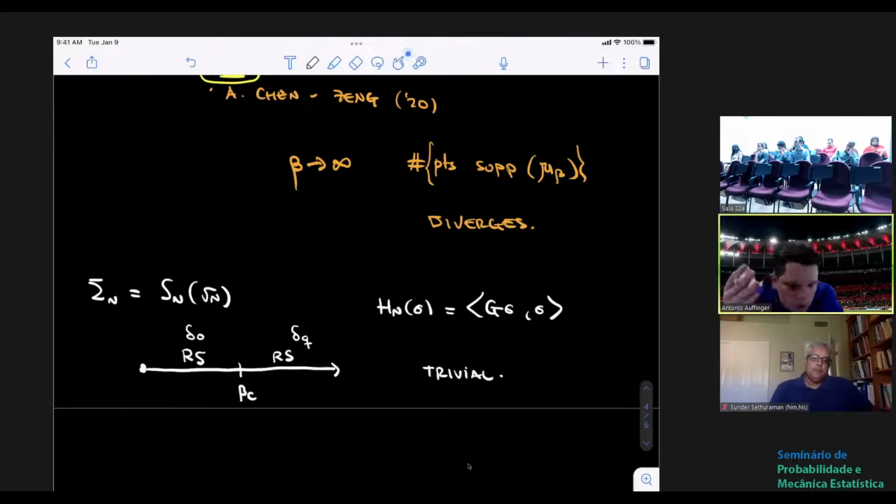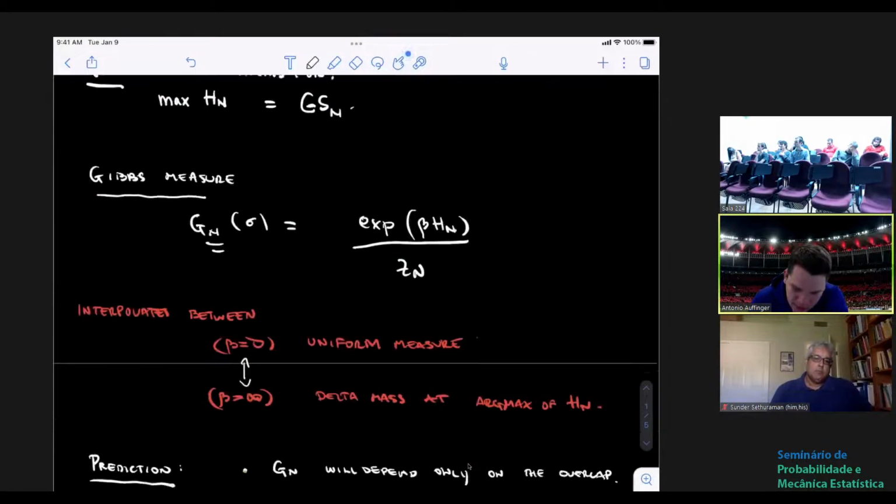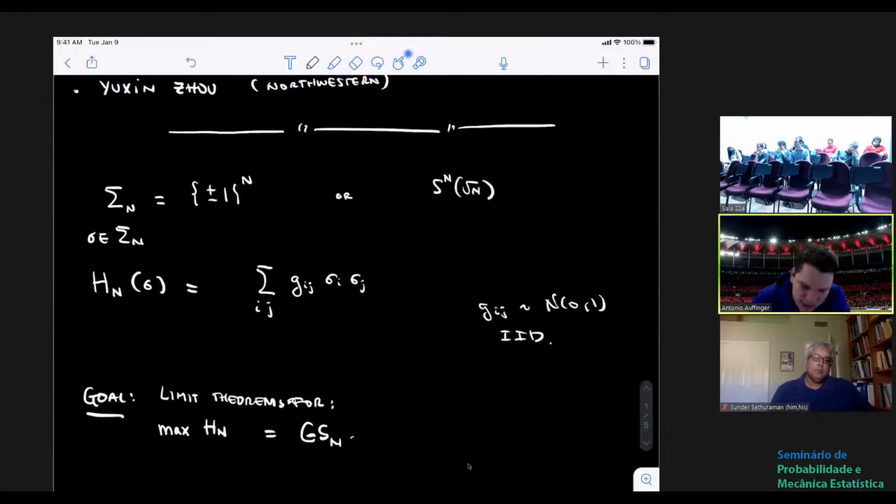So what do you do to make this model more attractive? In fact, I could have just started the story there. There is no need to look only at the SK model. What is this function? Well, this is a function on my configuration space. It's a Gaussian process, and any Gaussian process is just determined by its covariance and its mean, so let me compute its covariance matrix.